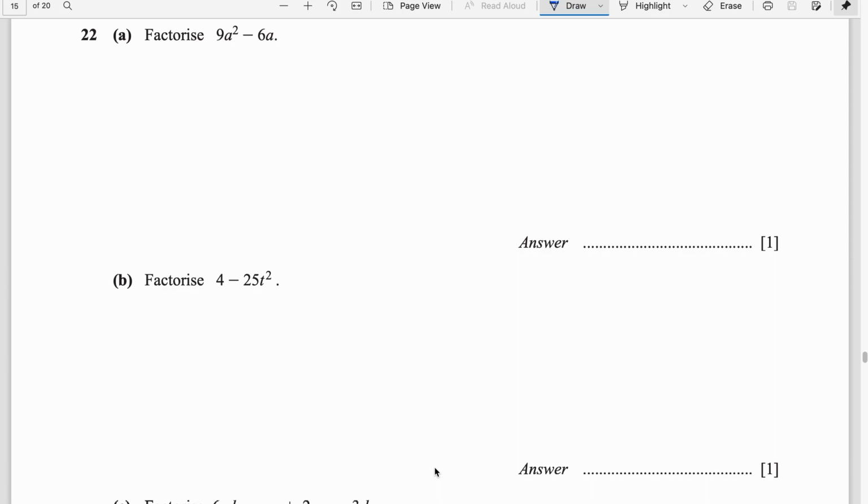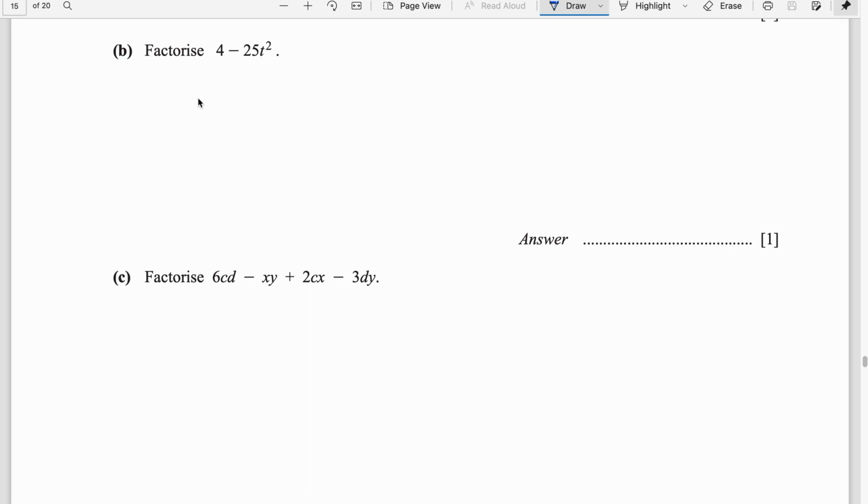Question number 22, factorize. So we can take out 3a as common. We're left with 3a minus 2. So 3a into (3a - 2). Factorize the second part: it is a square minus b square. So a square minus b square is (a + b) into (a - b).